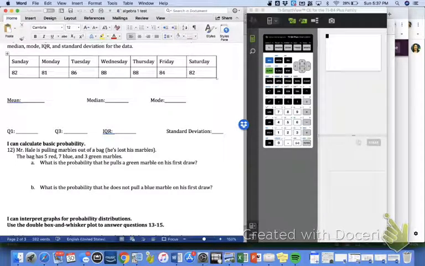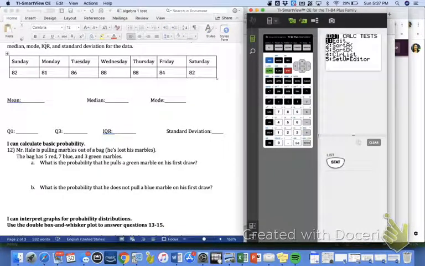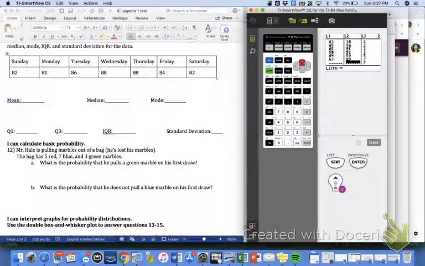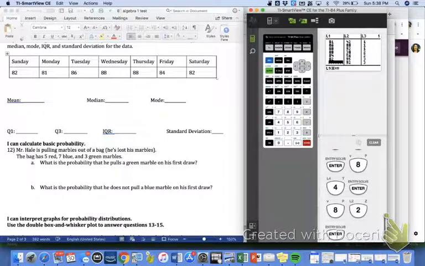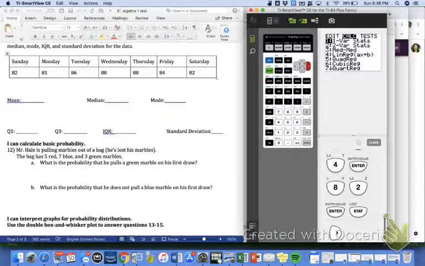And remember how you do that. You hit Stat and then hit Enter to do Edit. I'm going to scroll up to my list 1 and up to the heading to highlight the L1. So I can hit Clear, Enter, and just clear out those numbers. Then I'm going to type them in. So now that I've typed all those numbers into my L1, I'm going to hit Stat. I'm going to scroll over to Calc, hit Enter for one variable statistics.